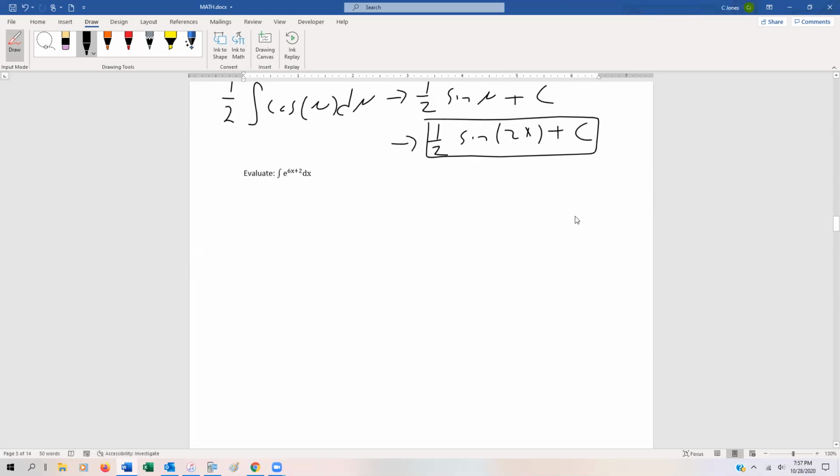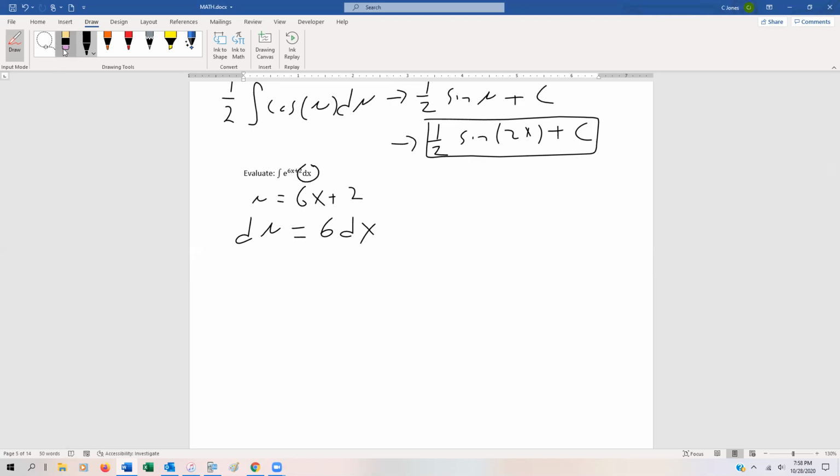Another easier example when you don't get exactly what you need on the outside: the integral of e to the 6x plus 2 dx. All right. So let's try the exponent. There's nothing really else that it could be. The derivative of this is going to be 6 dx. And we don't want 6 dx, we just want dx.